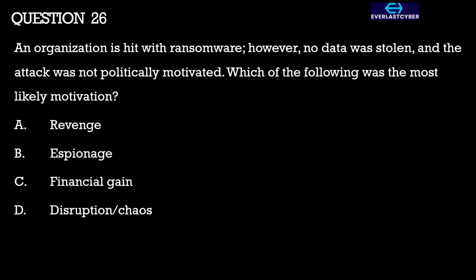Question 26. An organization is hit with ransomware. However, no data was stolen and the attack was not politically motivated. Which of the following was the most likely motivation? A. Revenge. B. Espionage. C. Financial gain. D. Disruption or chaos.